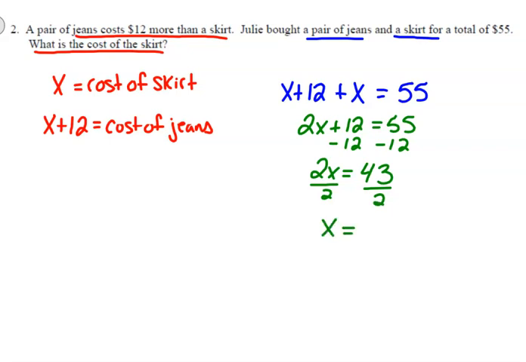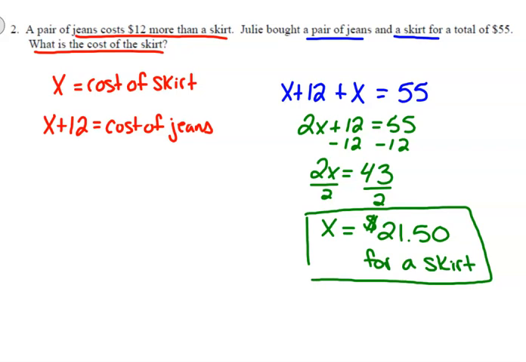When you divide by 2, you are going to get a decimal. But think about what we're finding. We're finding the cost, so we are finding money. So we want to say that this is money at $21.50. Instead of saying 21.5, we want to put it in terms of money. And we were finding the cost of the skirt, which is X. So $21.50 for a skirt. And so there is our answer.